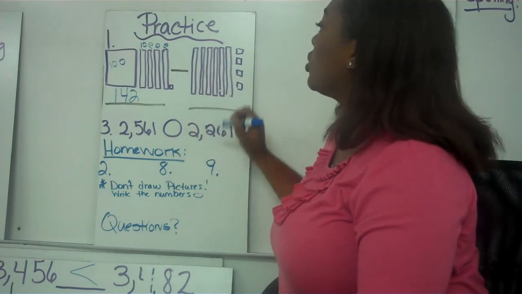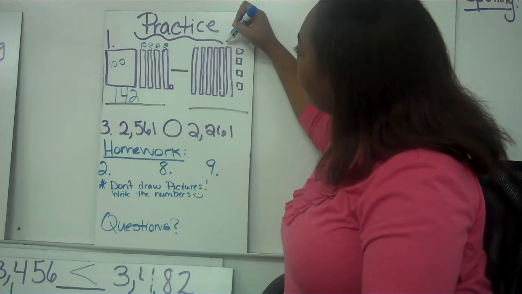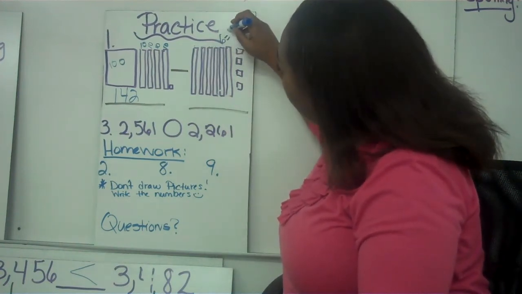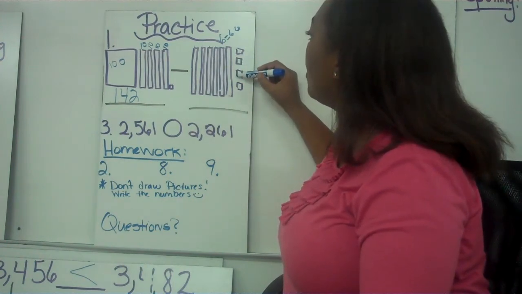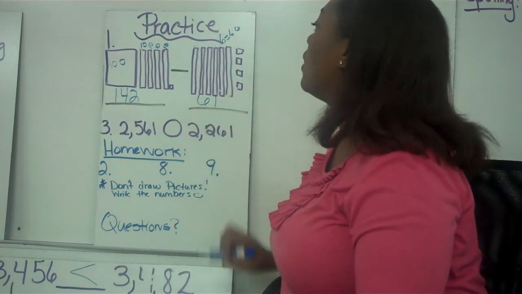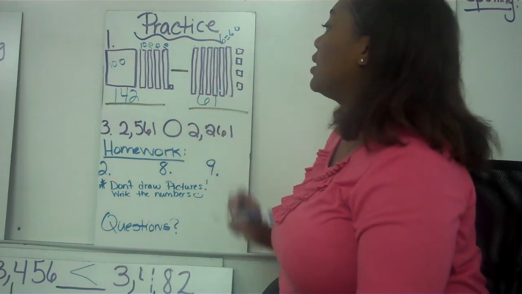Now let's look at this picture. I've got 1, 2, 3, 4, 5, 6 tens. 6 tens is equal to 60. So I have 60 plus 1, 2, 3, 4 ones. So this number is 61. So which one's greater, 142 or 61?